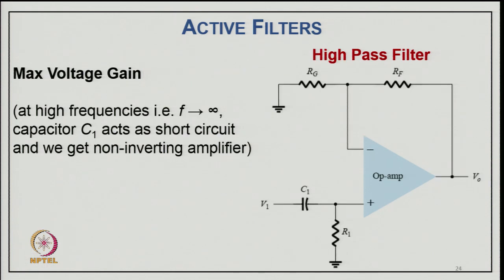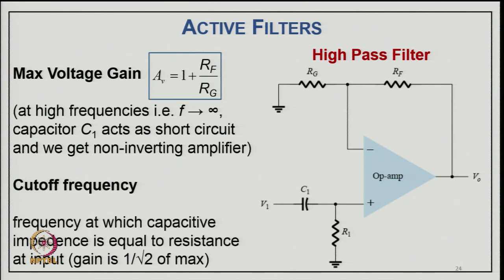that is your cutoff frequency, below which only the low frequency signal will pass. Similarly, for the high pass filter, the only difference is the location of the capacitor, so C_1 and R_1 are interchanged. At high frequency, f goes to infinity, the capacitor C_1 acts as a short circuit, so the signal goes through and we get a non inverting amplifier. The gain here is again A_V equal to 1 plus R_f upon R_g, and we can adjust the gain. The cutoff frequency is where the capacitive impedance equals the resistance, at which the gain is 1 by root 2 of the maximum, and this lower side cutoff frequency is 1 upon 2 pi R_1 C_1.